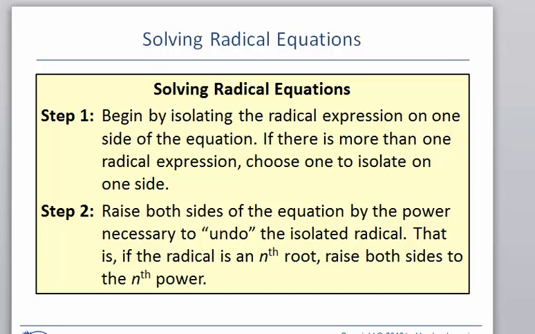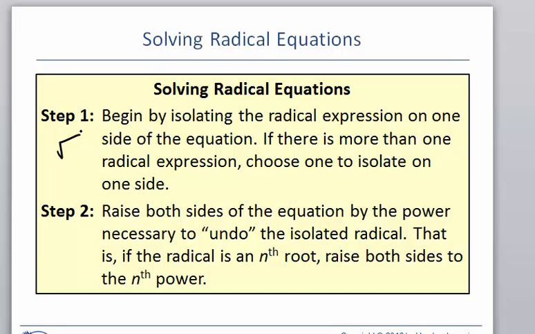Step 1 says to begin by isolating the radical expression on one side of the equation. So by radical, remember that we are talking about a square root or a cube root. Okay, so something with that symbol. So we want that part of the equation to be by itself.